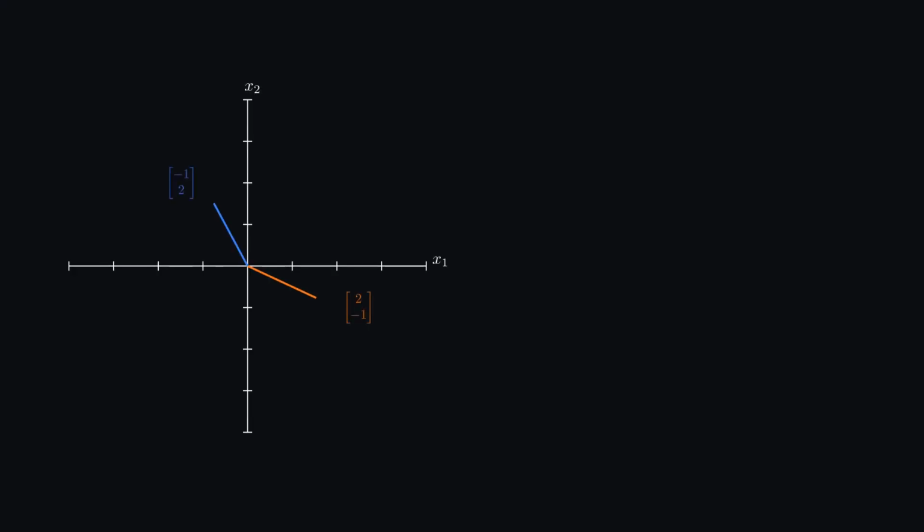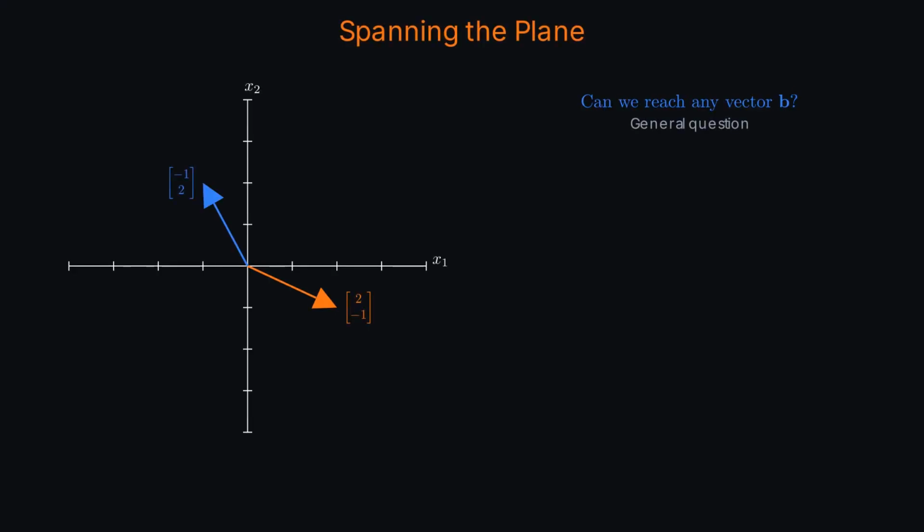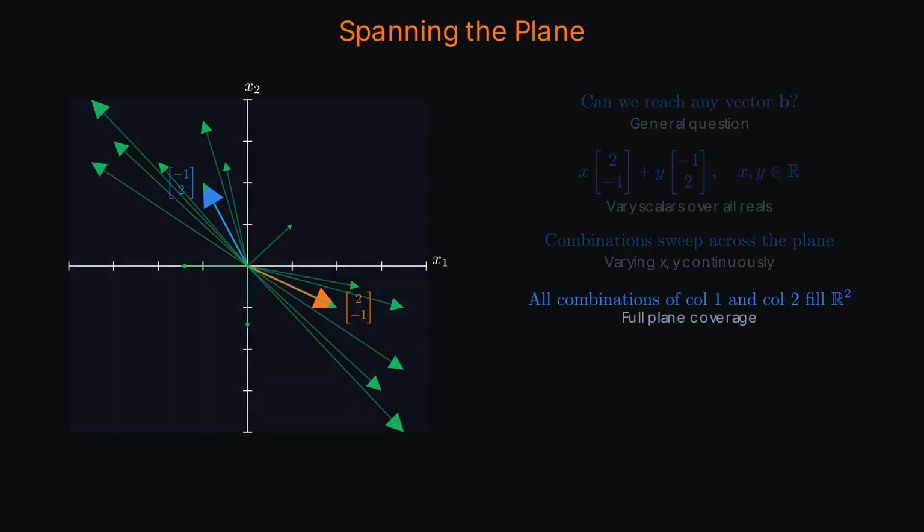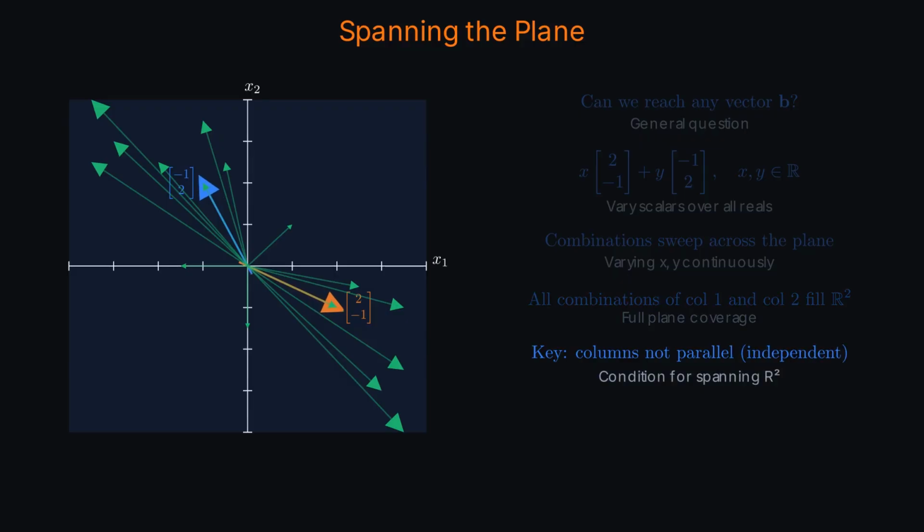Here's a deeper question. What if b were a different vector, not (0, 3), but something else entirely? Could we still find a combination of these two columns that reaches it? Watch. As we vary the scalars x and y over all possible values, the resulting combinations sweep across the entire plane. Every point in two-dimensional space can be reached. This works because the two column vectors point in genuinely different directions. They are not parallel. Their combinations fill all of R2.